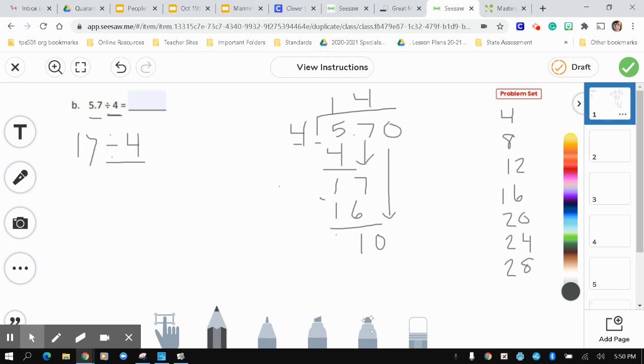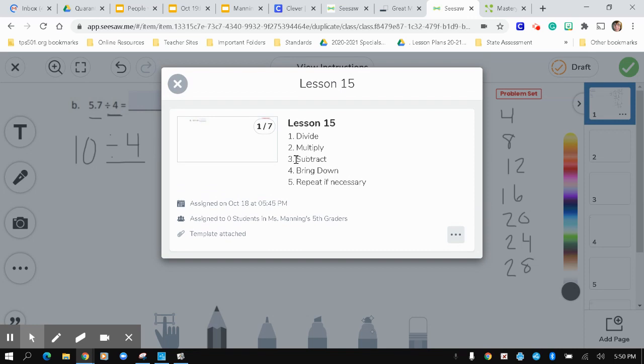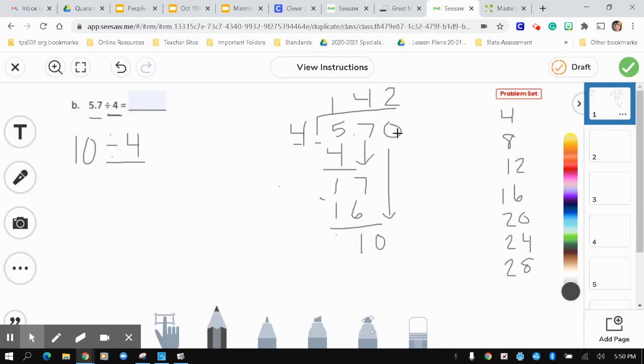So now my problem is not 17 divided by 4. Now I'm dealing with 10 divided by 4. See how nice it is to have your list of multiples right here? The closest I can get is this 8, which is 4 times 2. So I'm going to put a 2 here. And now I'm at step 2, which is multiply. So I'm going to multiply 4 times 2, which is 8.